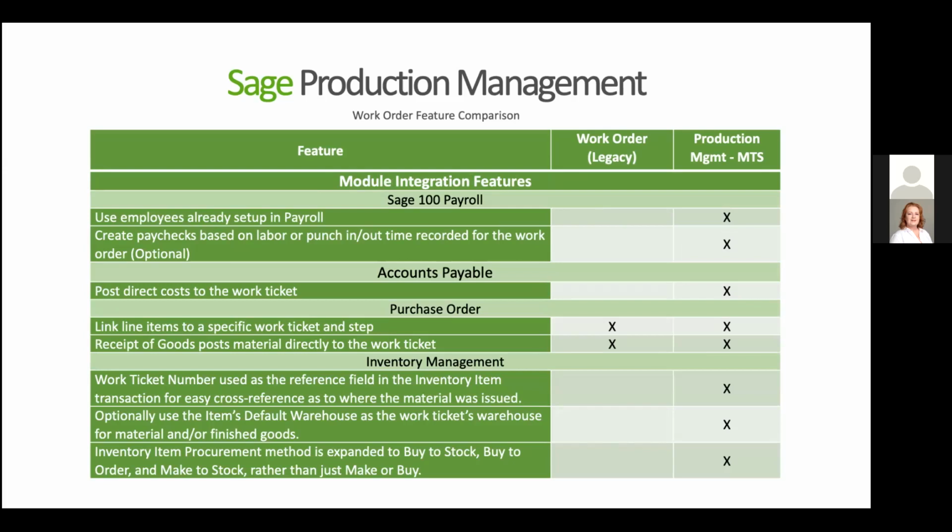But in inventory management, we made it easy to cross-reference where material is issued. The work ticket number is used as the reference field in an inventory transaction. So we make it easy to find where that material was issued from.